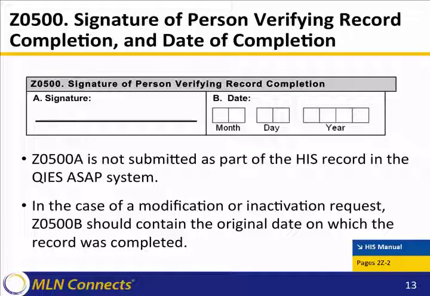Z0500B, the completion date, is submitted to CMS as part of the HIS record. Z0500B is intended to reflect the date on which the person has verified the HIS record is complete. When a hospice modifies an HIS record, the original Z0500B date should remain the same. Do not change the Z0500B date unless the date in Z0500B in the original record was incorrect, and the modification request is to correct the date in Z0500B. Using the original date prevents the modification, inactivation, and correction record from being identified as late.